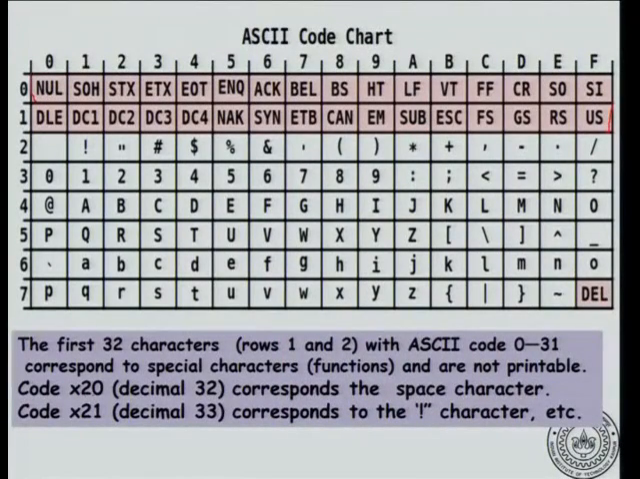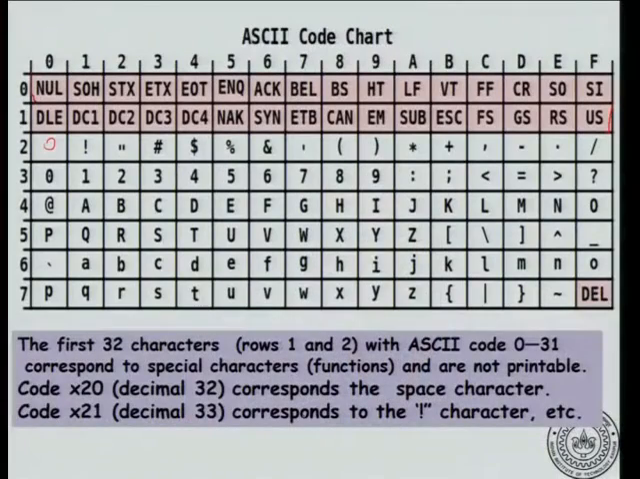Code 20, that is decimal 32. 20 is 2 times 16 plus 0. So this particular entry corresponds to the space character. It's just a blank space. Code 21 corresponds to the exclamation character, and so on.